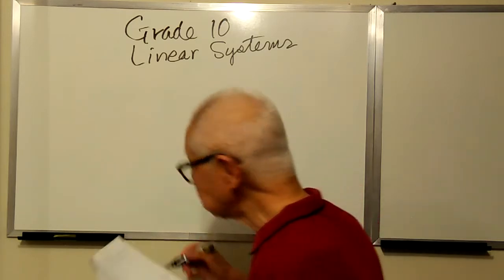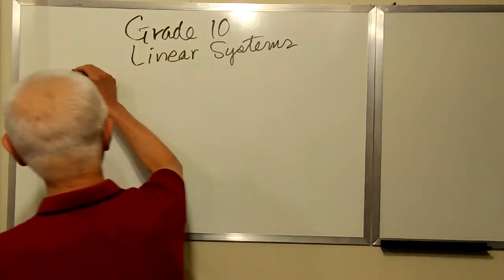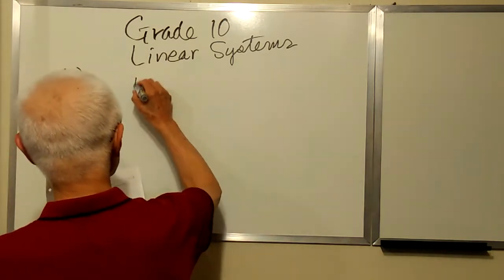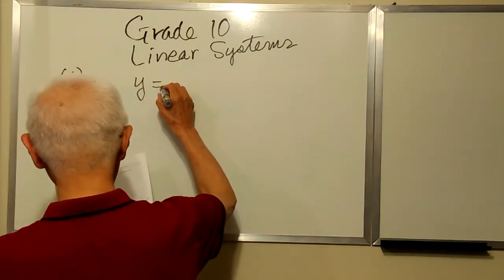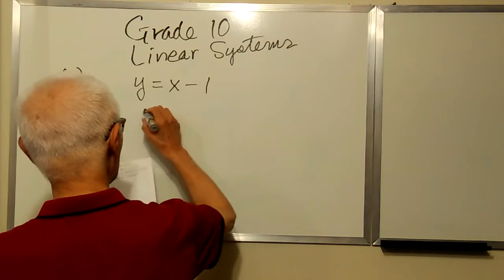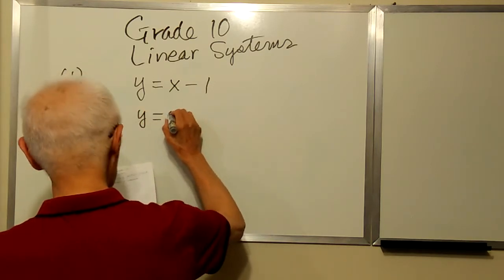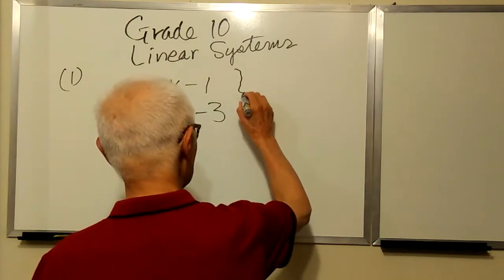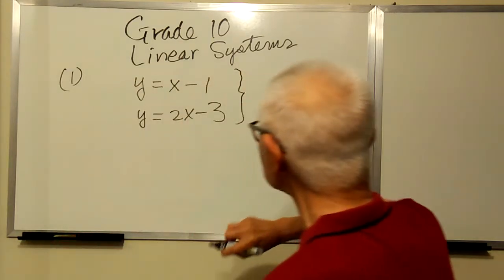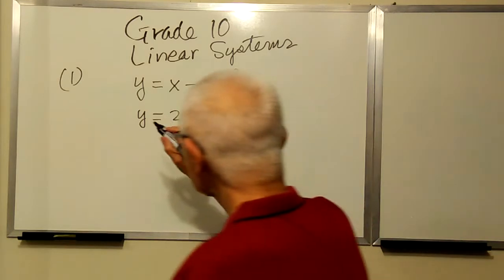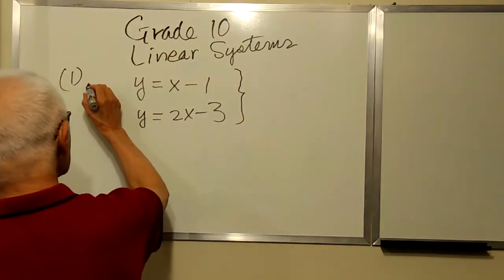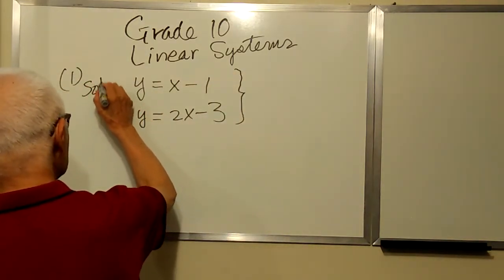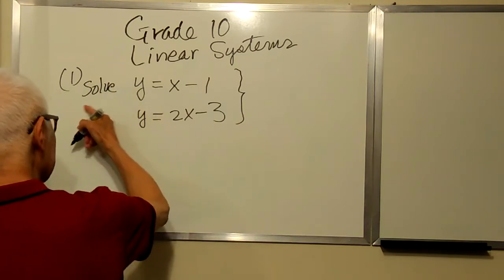So first example, example 1, I have this system. y is equal to x minus 1, y is equal to 2x minus 3. So this is a system. I have two equations and two unknowns. The instruction of this problem should be something like this. Solve.